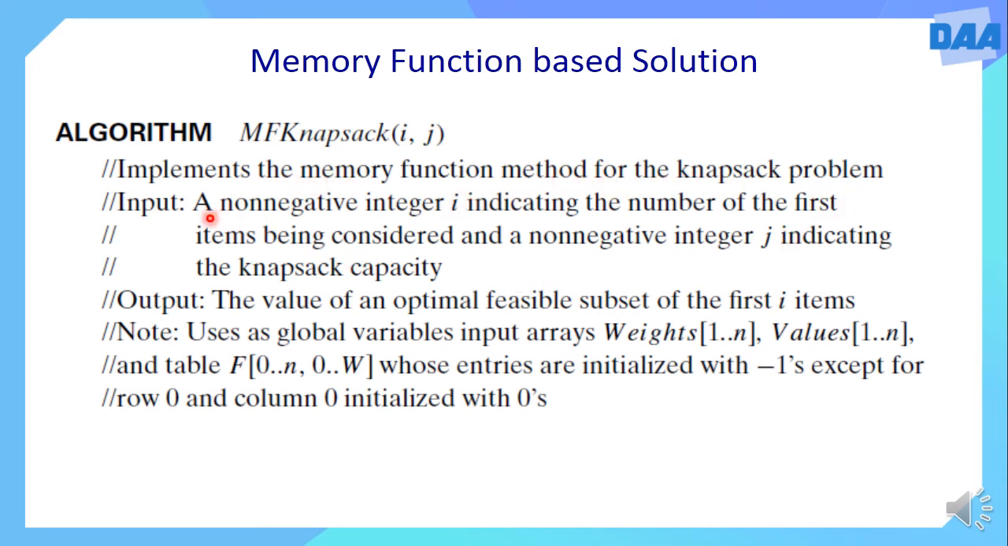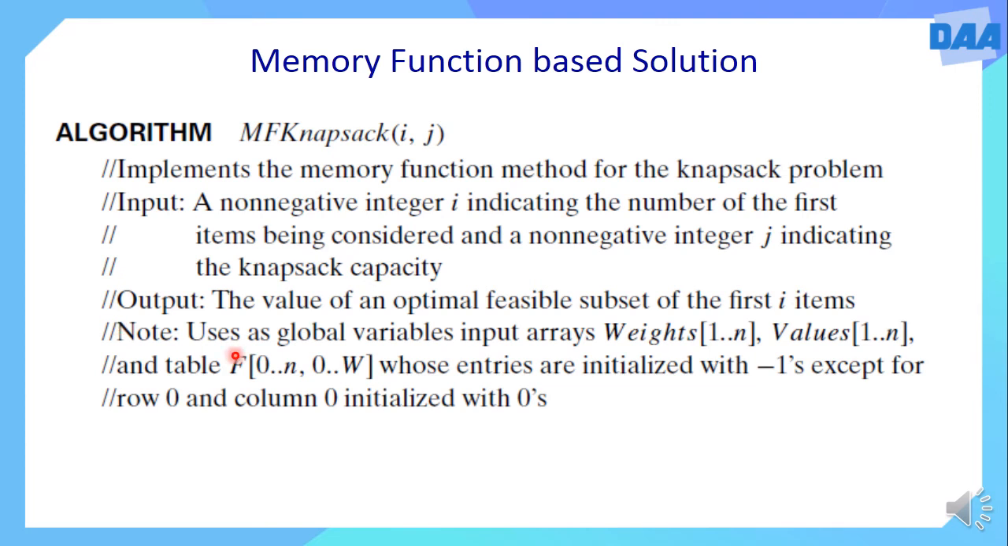The input is a non-negative integer i, indicating the number of first items being considered. i is nothing but the items considered. All the items up to i will be considered. j is nothing but the capacity of the knapsack. The output is the value of the optimal feasible subset of the first i items.